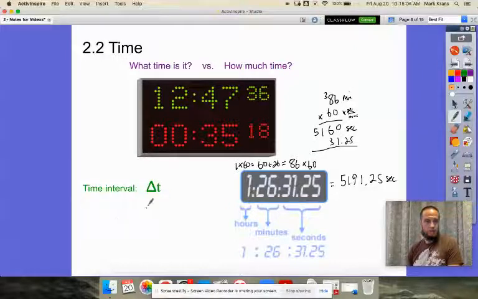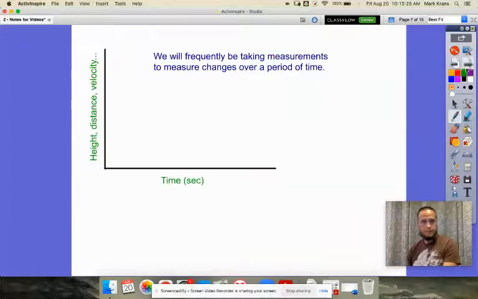Okay. But it's delta t. This delta is not the delta variant. This is the change in time. How much time has elapsed in some interval? Okay, and then we'll always want to convert it into seconds if it's not given that way. Okay, now we will frequently be taking measurements to measure changes in height or change in distance or change in velocity or change in something over time.